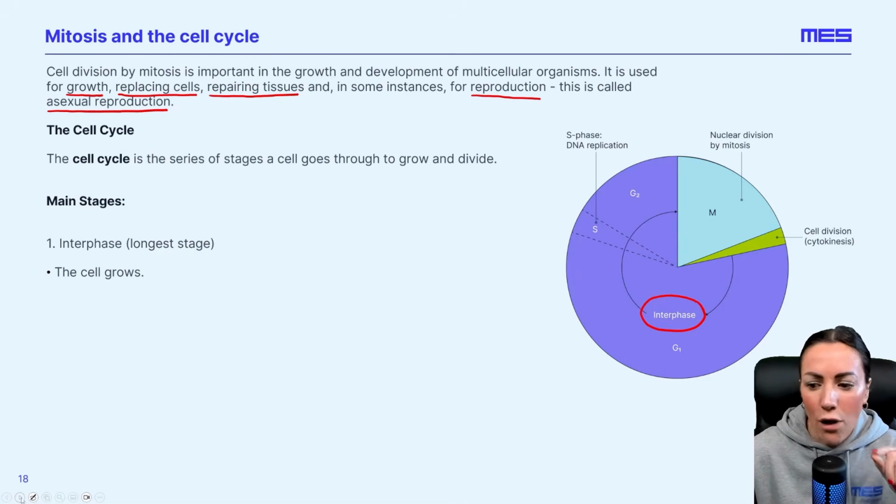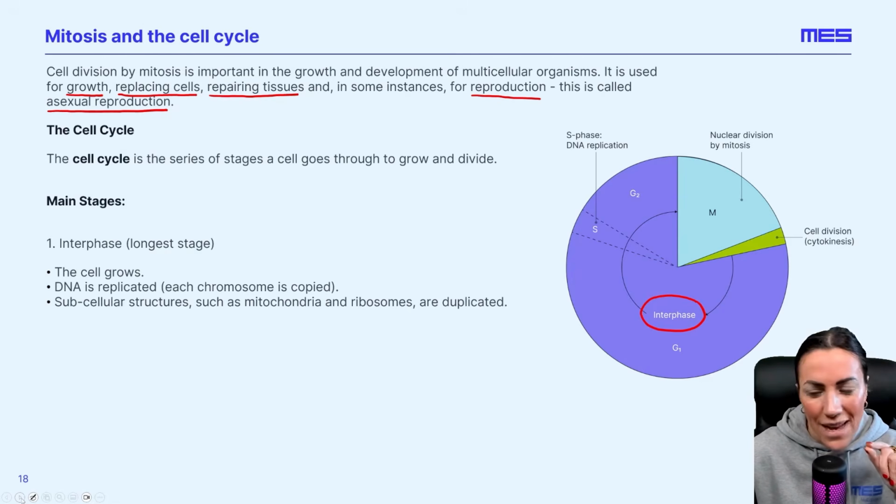So the cell will grow larger. The DNA will be replicated, so each chromosome is copied. And subcellular structures or organelles, such as mitochondria and ribosomes, will increase in number or be replicated or duplicated. This is the stage when a cell is preparing to divide. It's getting ready to divide into two.